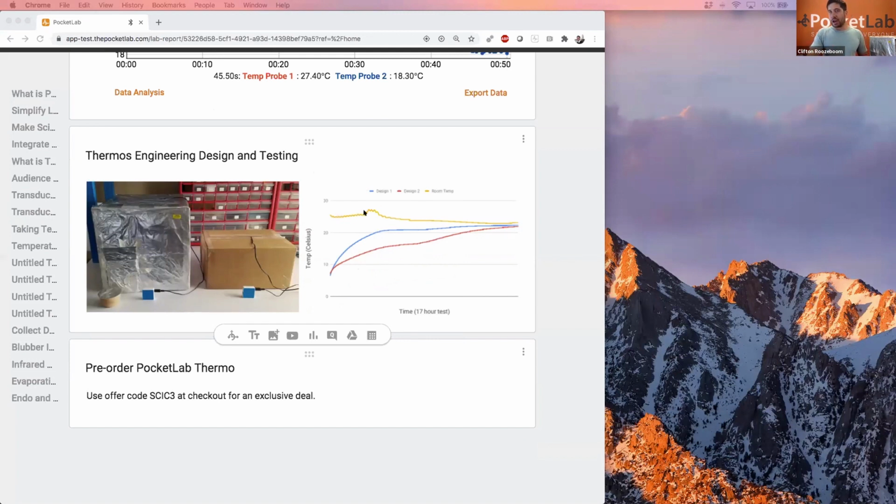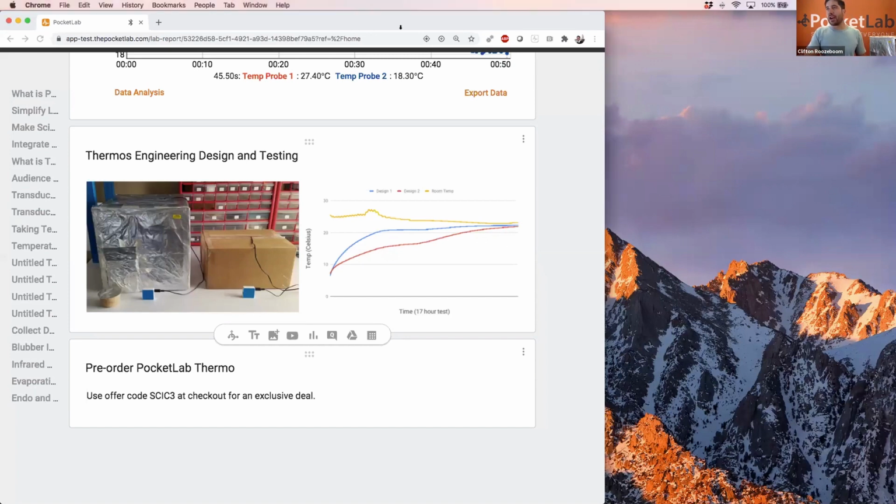And here, after a few hours, it got hot. That was when the sun was shining in through the window. And you can see the jogging up and down. That's the AC system cycling on and off. And all those temperatures sort of start to converge after this was a 17-hour test.